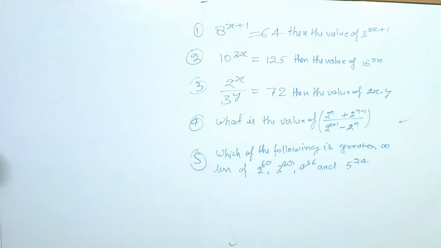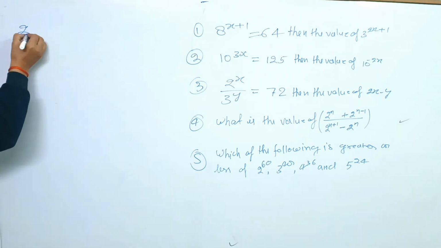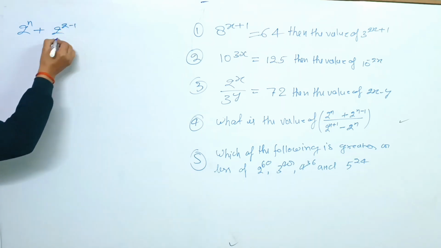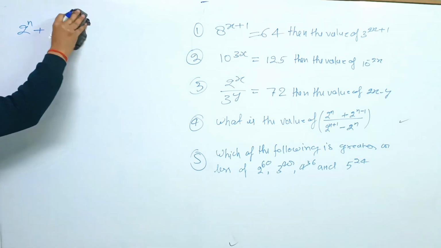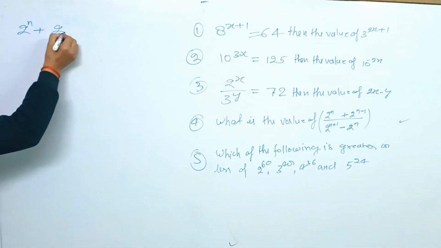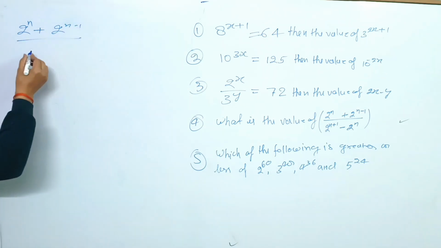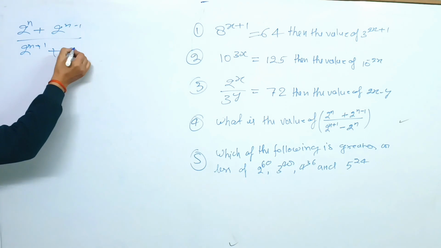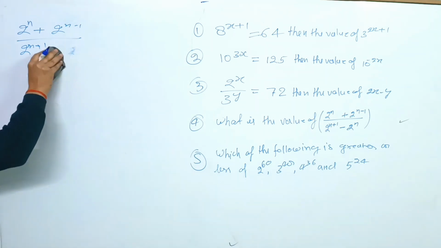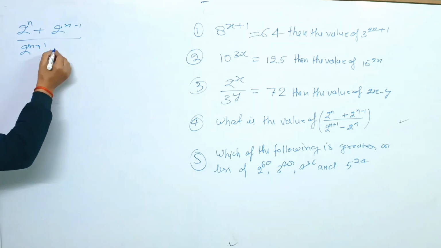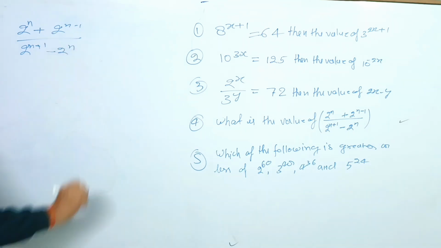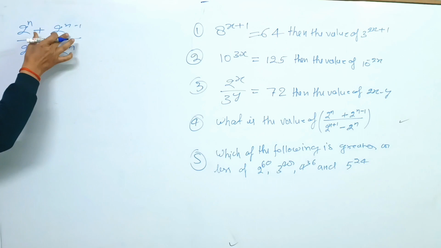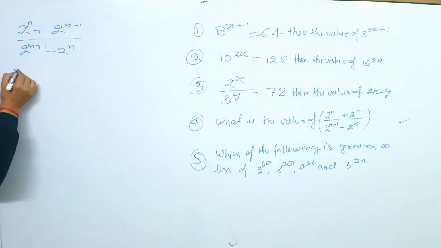Let's start question number 4. Question number 4 is (2 to the power n minus 2 to the power n-1) divided by (2 to the power n+1 minus 2 to the power n). Firstly, we can take 2 to the power n common in the denominator.